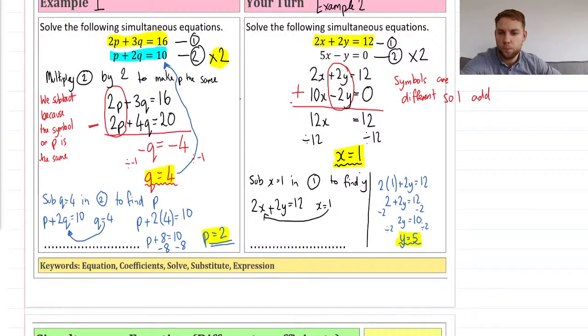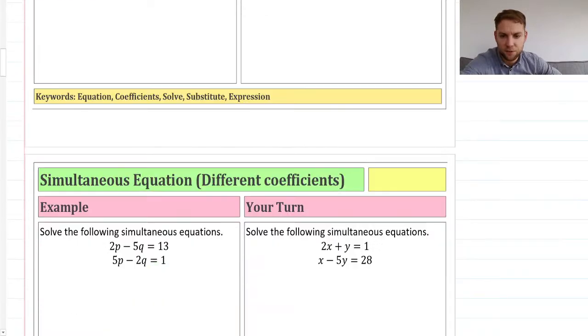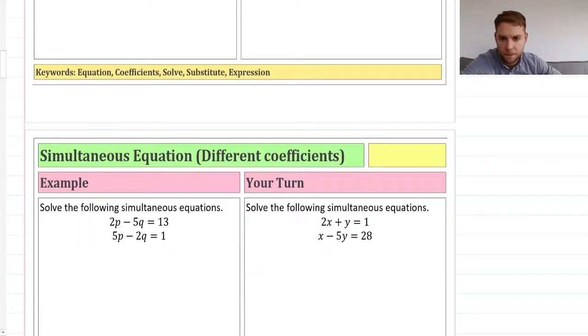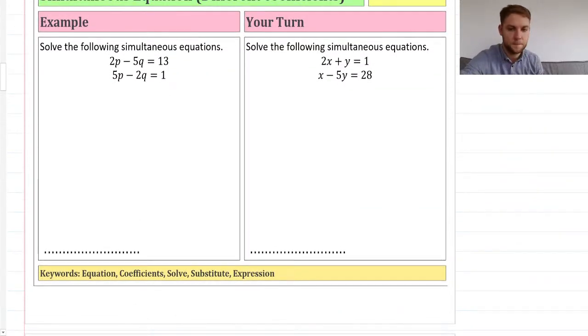So, let's have a look now at, so there's our two questions. Let's have a look at one more. I'll do one more, and then I'll let you have a go at some yourself. So, example 3. I'll do one more. Example 3.